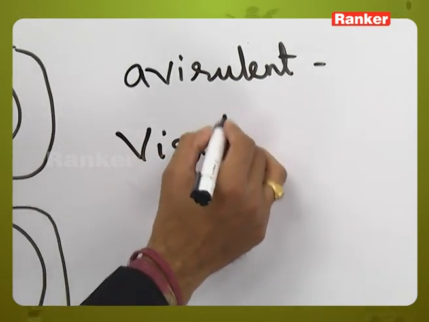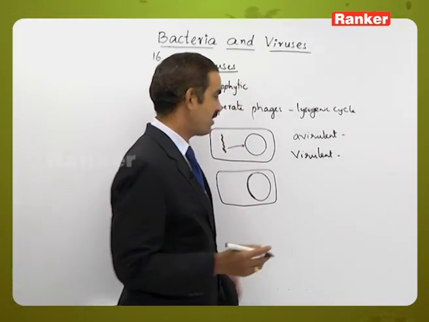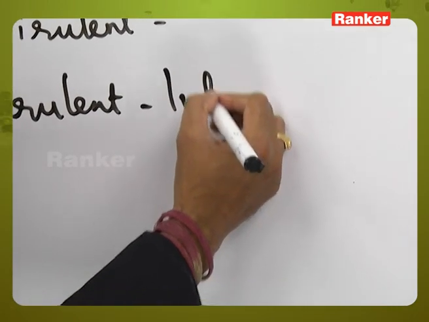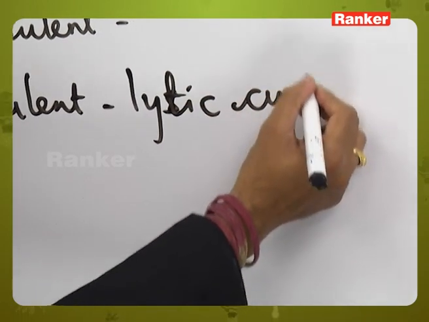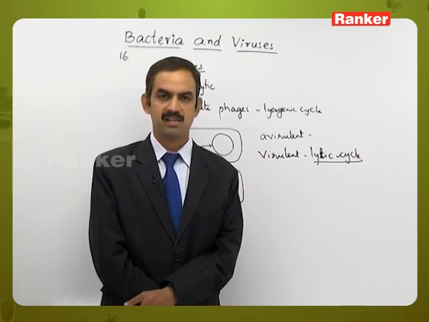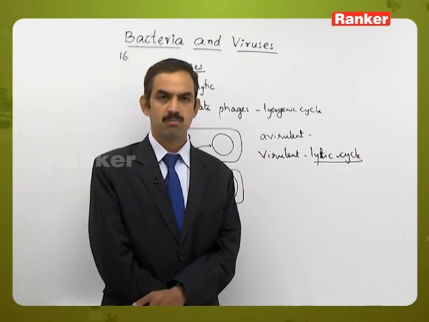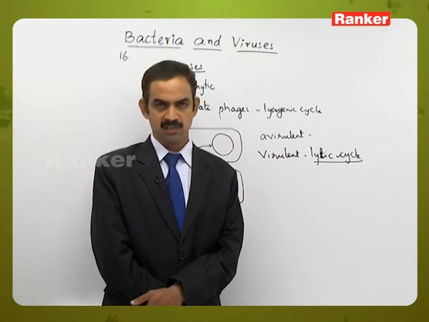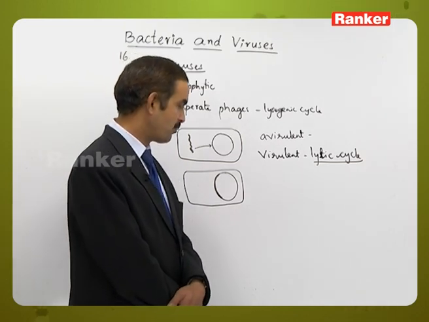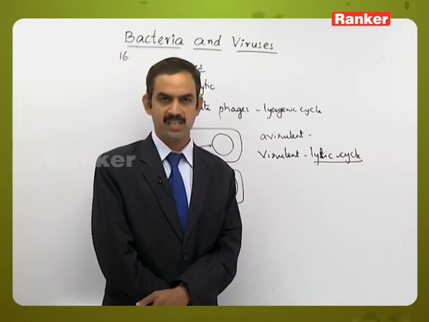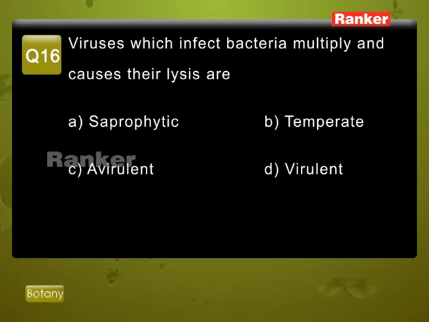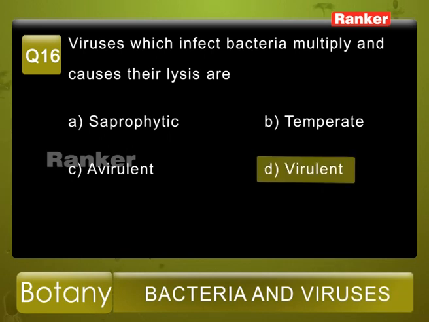And the last one is the virulent one. Here in the virulent one, it will be participating in the lytic cycle, where in the last step of the lytic cycle, the bacterial host will burst and release the viral particles. So that is leading to the lysis of the bacterial cell, and that is causing harm to the bacteria. So we call such bacteriophages or viruses virulent. So from the given options, option D is the correct answer.